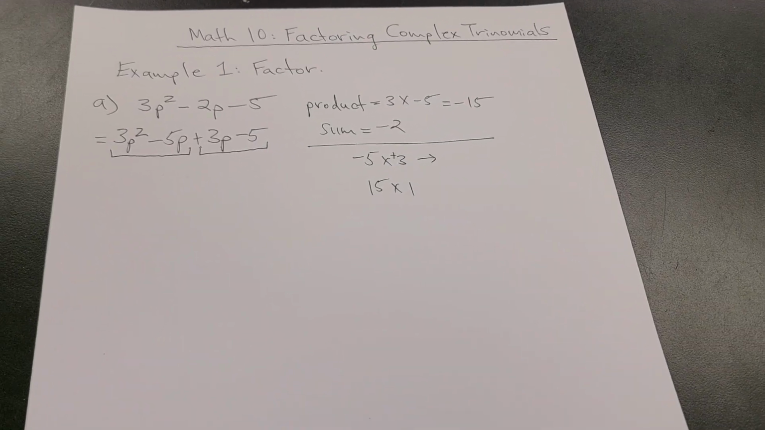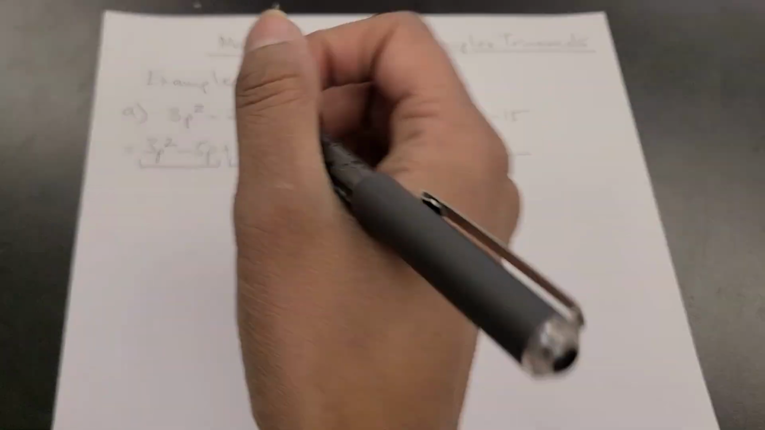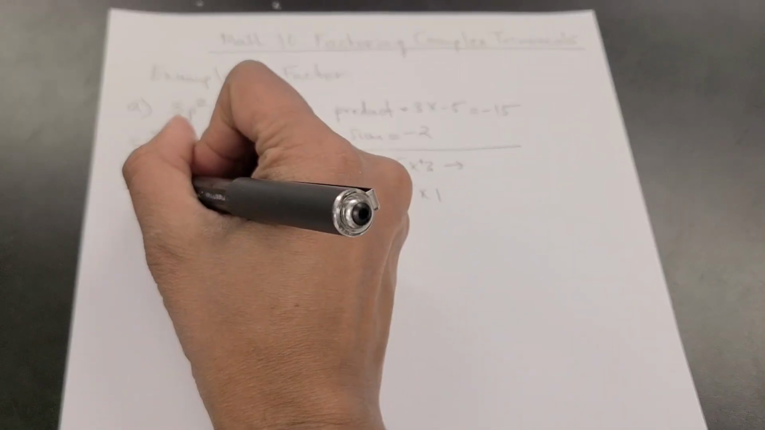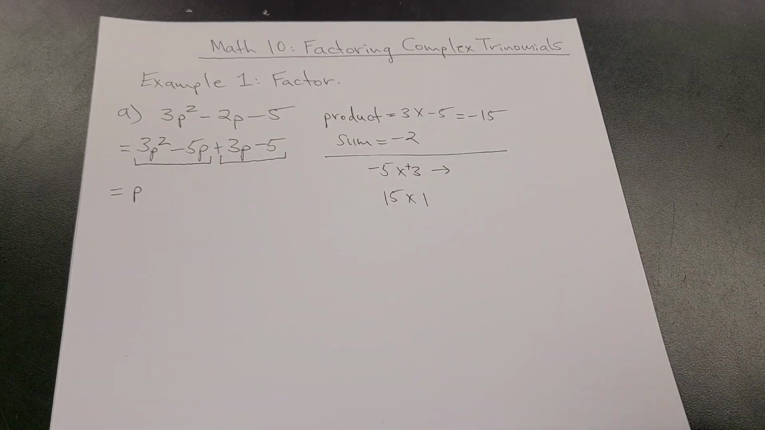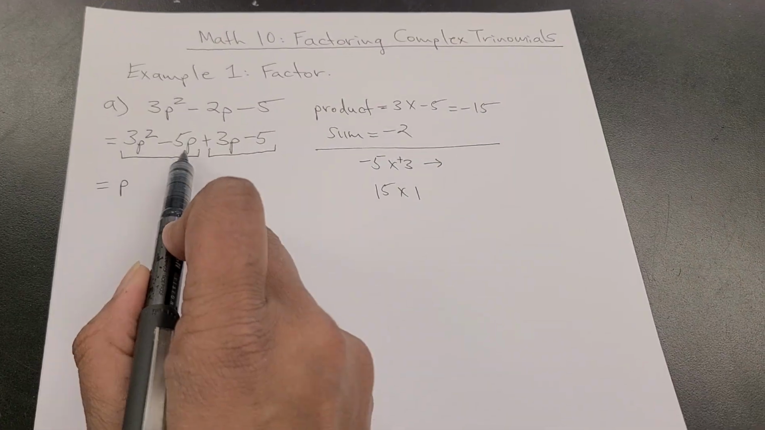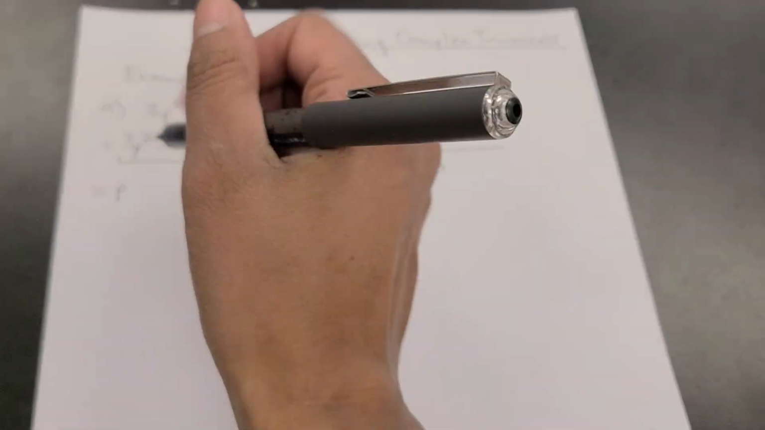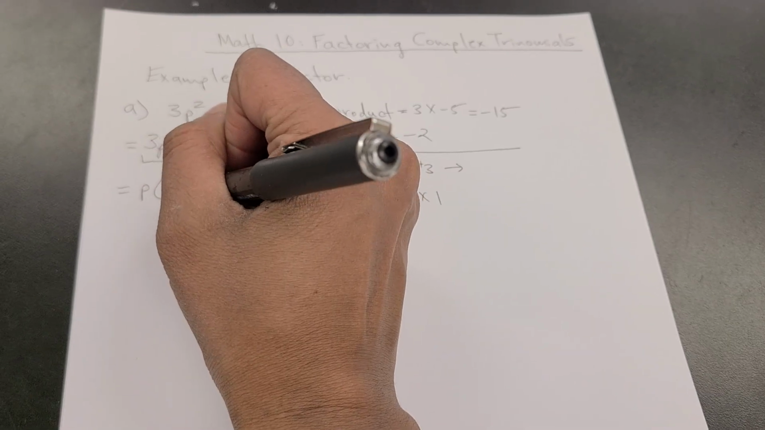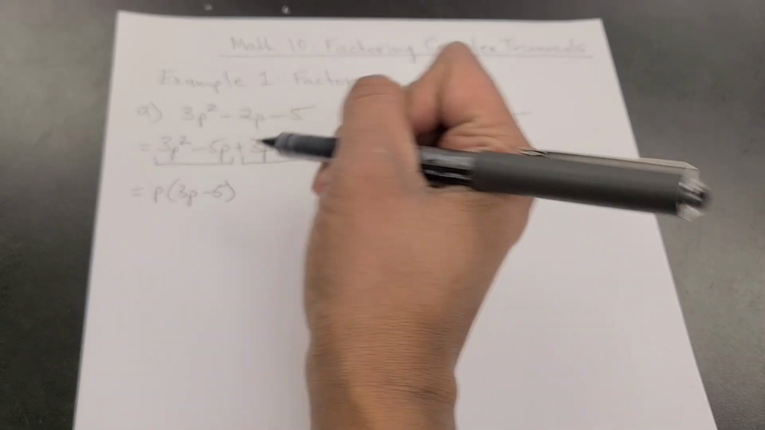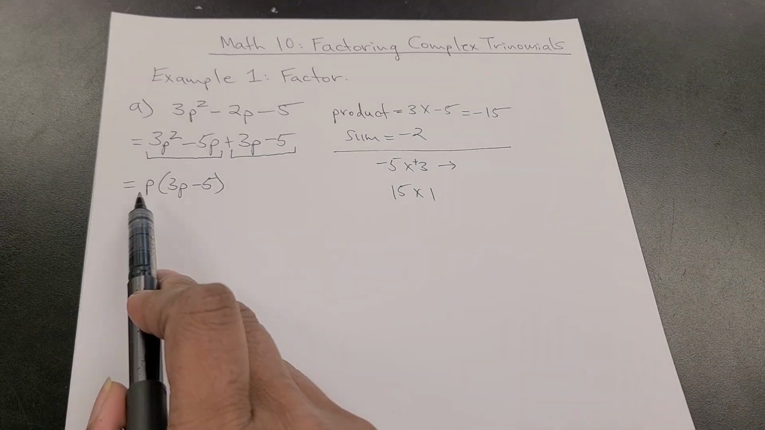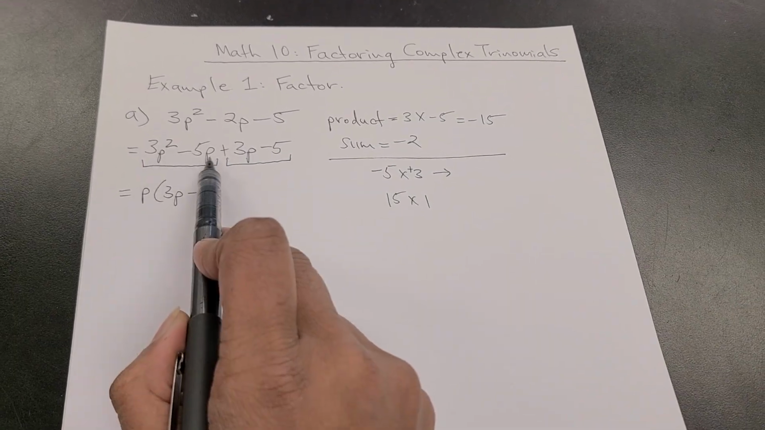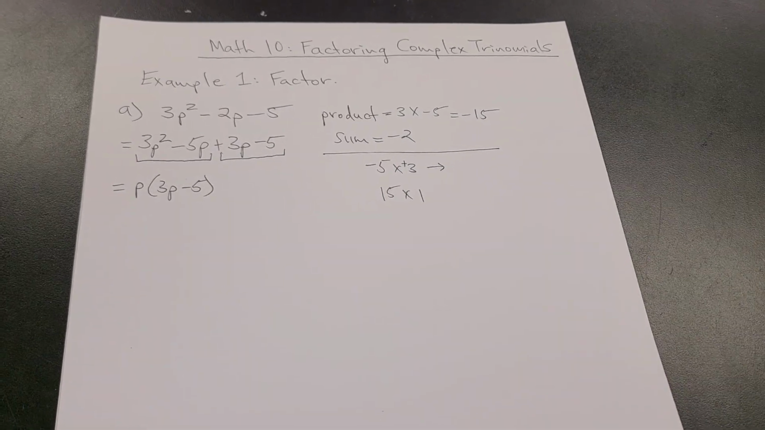From the first two terms, I see 3p squared minus 5p. I'm going to take out the p, because that's the only common factor. 3 and 5 don't have a common factor. I'm left with 3p minus 5. When you factor out the p, you divide each of the terms by the p.